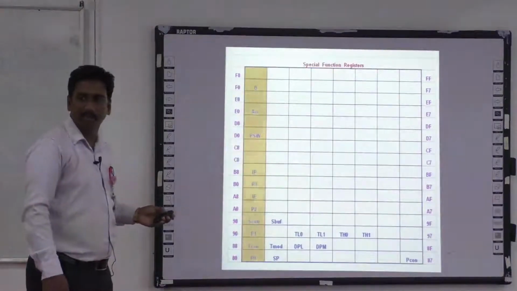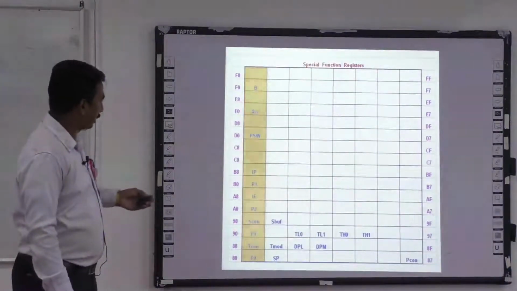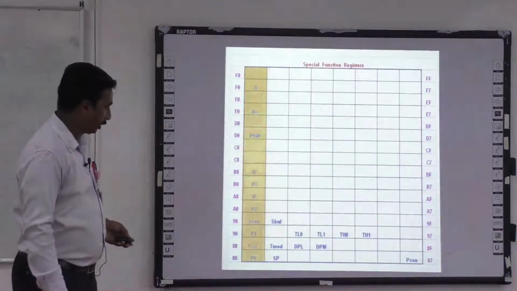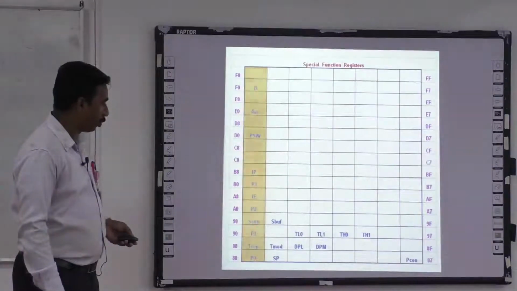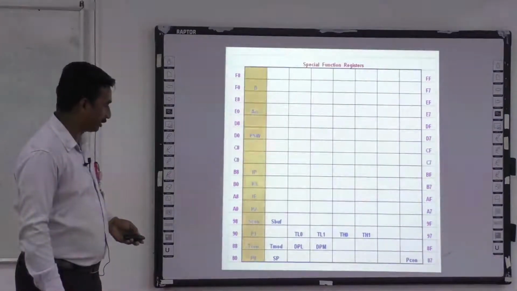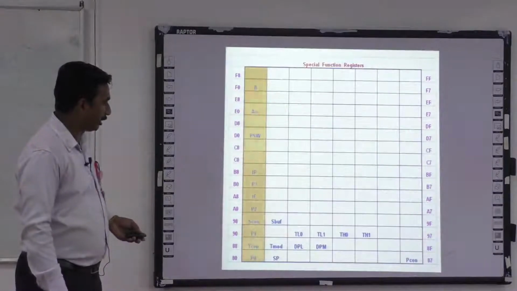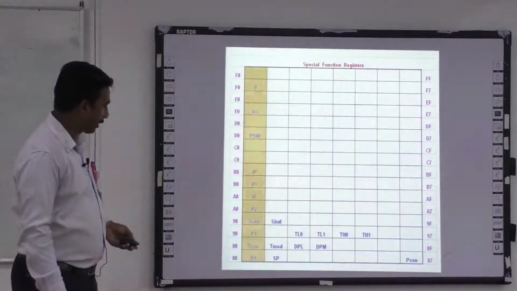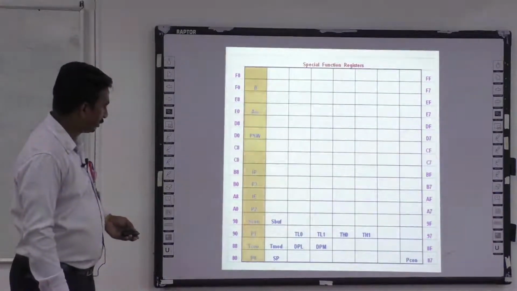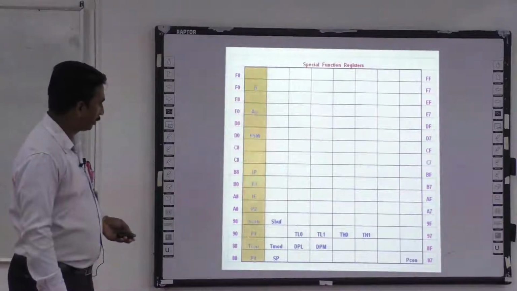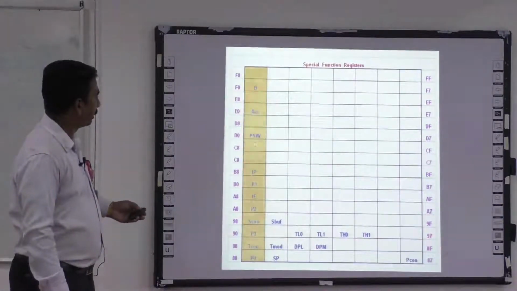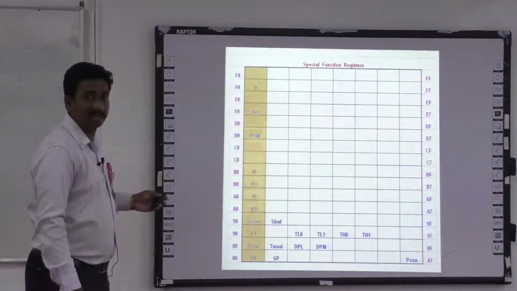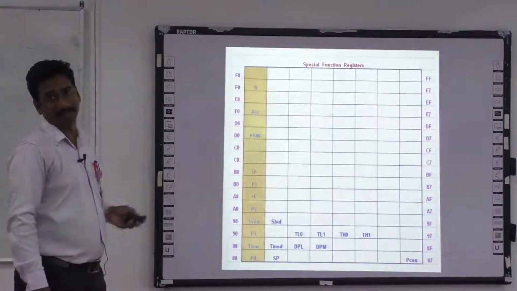And now we are going to discuss special function registers. Here, as I said, we have the control signals like TCON, timer control, timer mode, and data pointers low and high, and here we can see the timer low and high, and power control, stack pointer, and here we can see the serial control and interrupt enable, interrupt priority, program status word, accumulator, and B register, and this B register is used for division and multiplication.